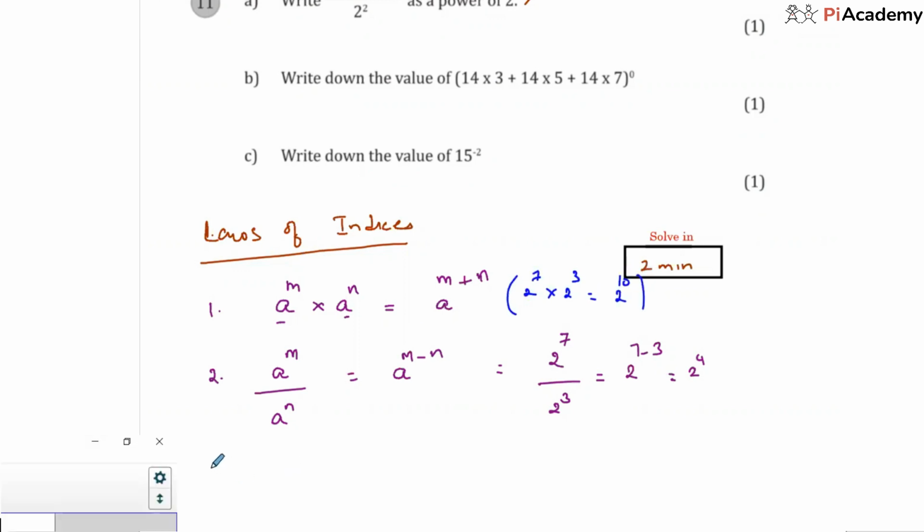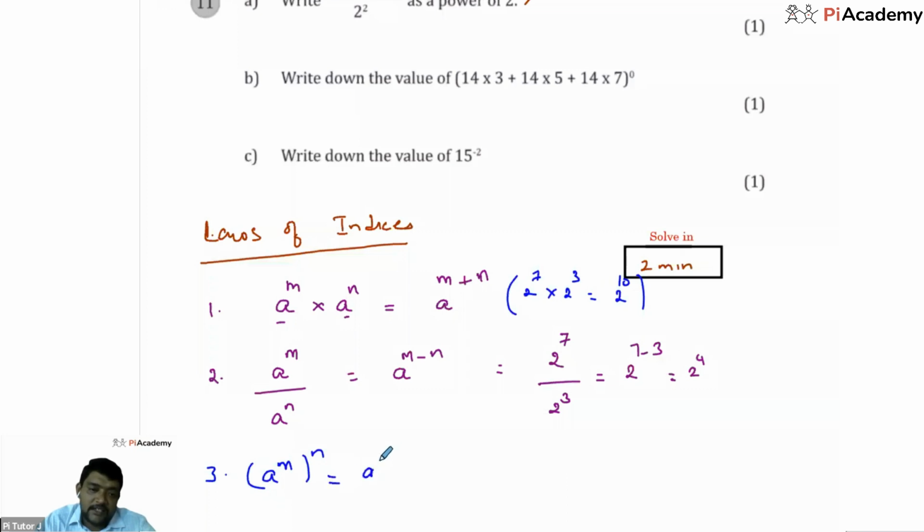And the third law is a to the power of m, whole to the power of n, is a to the power of m times n. Okay, a to the power of mn. For example, 2 to the power of 7 whole to the power of 3 can be written as 2 to the power of 7 times 3, that is 2 to the power of 21.